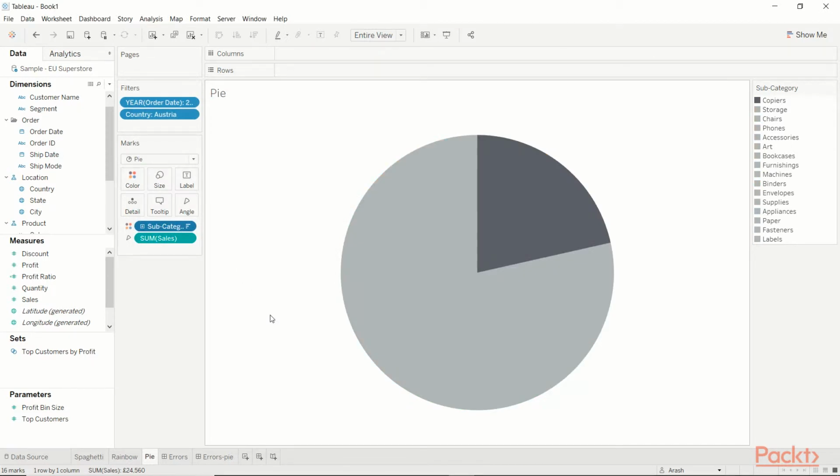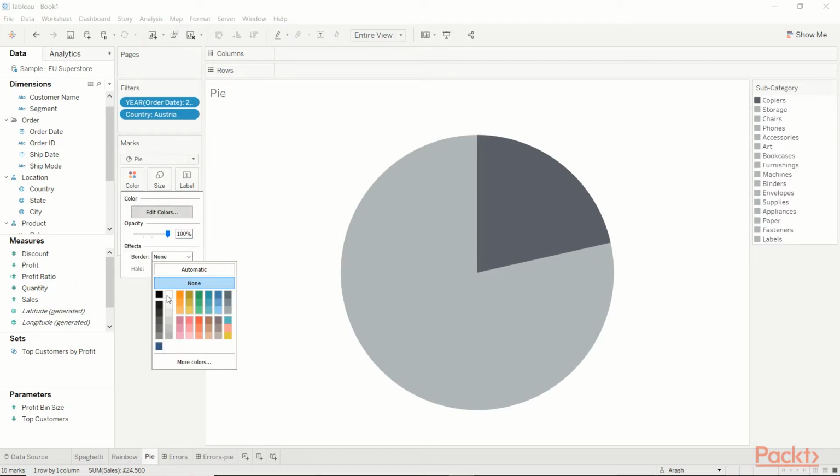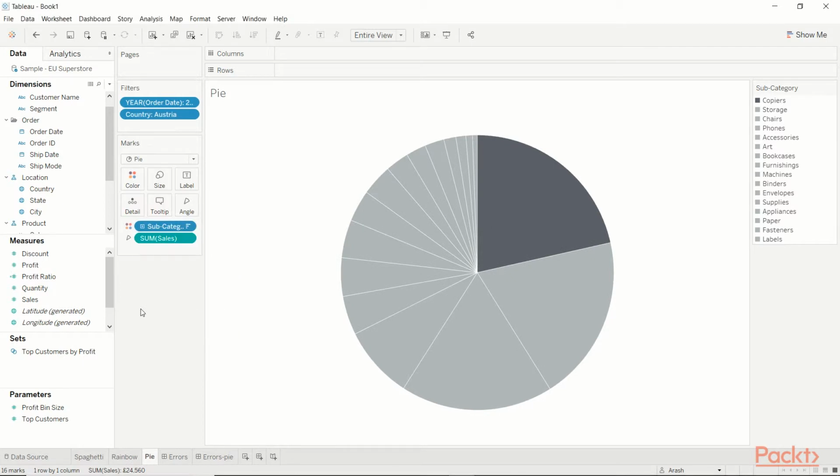Great. Now, next step is to add border lines to the segments. Go to color and add border. Make a white border. Perfect. So now here we are. We have a pie chart that is actually saying something. It's giving us some information, which is easy to understand and easy to read.